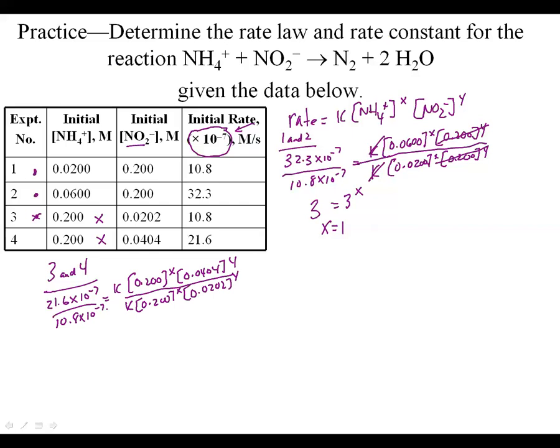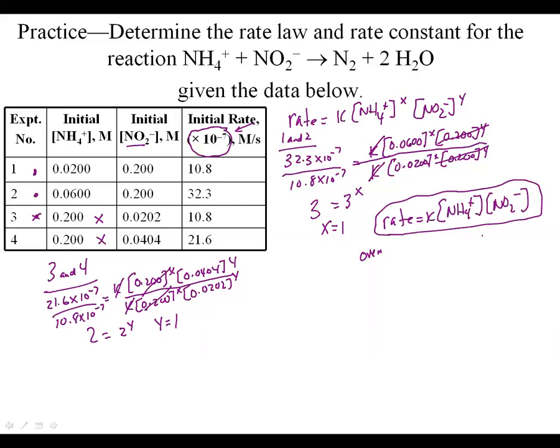And when we divide our left-hand side there, 21.6 by 10.8, going to give us 2. K's are going to cancel. These again are going to cancel. And in this case, this will give us 2 to the Y, which means in this case as well, Y is equal to 1. We now have the orders for each of the reactants, which means the rate equals K times NH4 plus and NO2 minus. Again, the overall order here is going to be 1 plus 1, which again is second order.